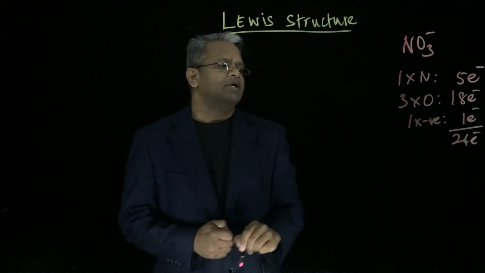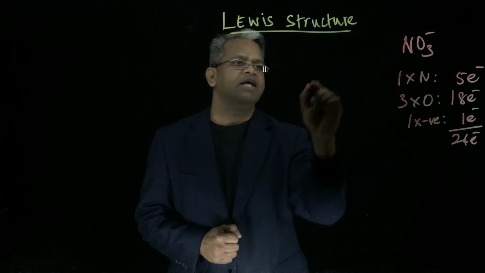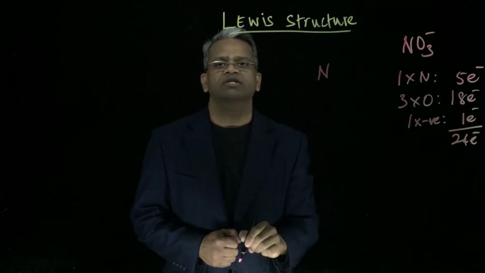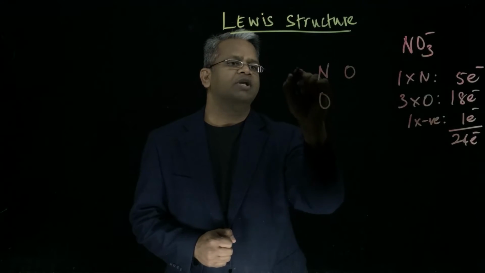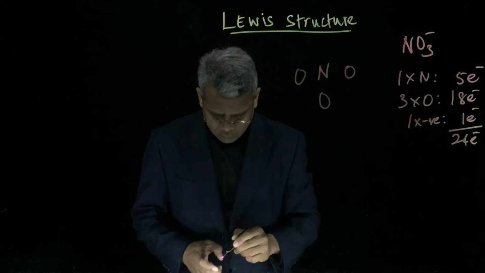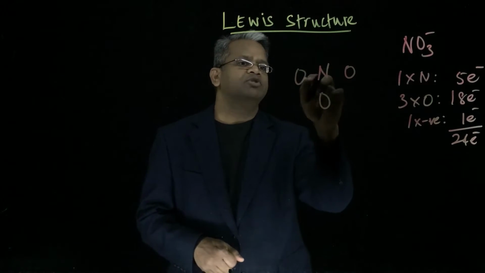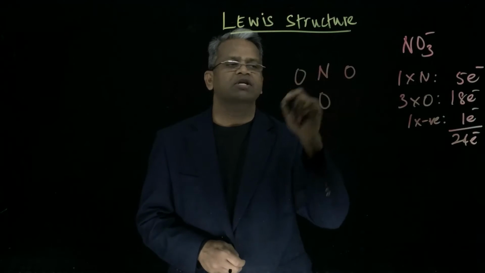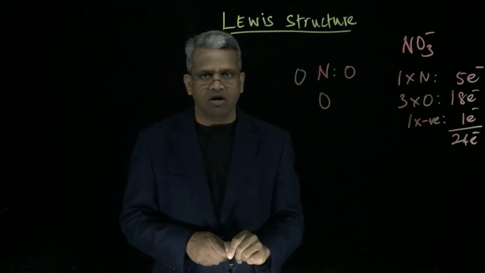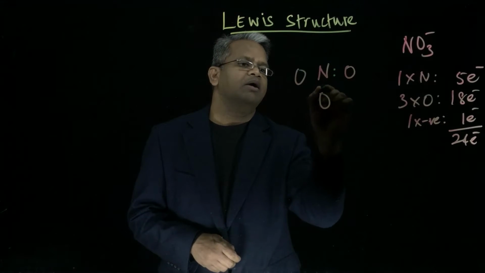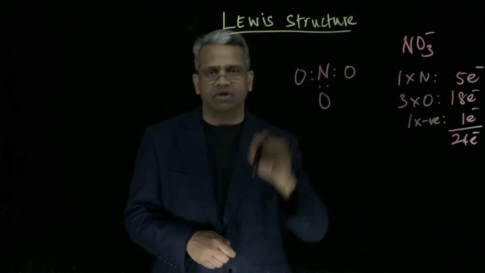Now, the way we draw this is, in this species, nitrogen is a central atom. We draw nitrogen, and then around this we draw the 3 oxygen atoms. Now, what we have to do is connect these atoms together, all the 3 atoms to the central nitrogen atom through 2 electrons, because 1 bond requires 2 electrons. Same way, another pair connecting these 2, and a third pair connecting the oxygen and the nitrogen.